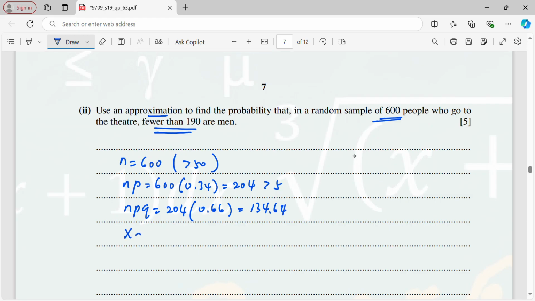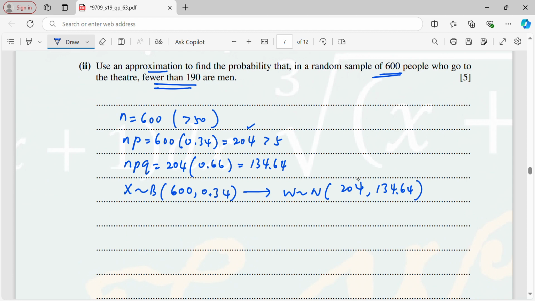Now here I will write X, initially binomial distributed with n 600 and p 0.34. Now it has been approximated to normal. The mean is np, 204, and then the variance is npq, 134.64. Because the mean for binomial is np, the variance for binomial is npq. So now it's mentioned less than 190, P(X less than 190). So since binomial is discrete, normal is continuous, we need to perform the continuity correction factor.